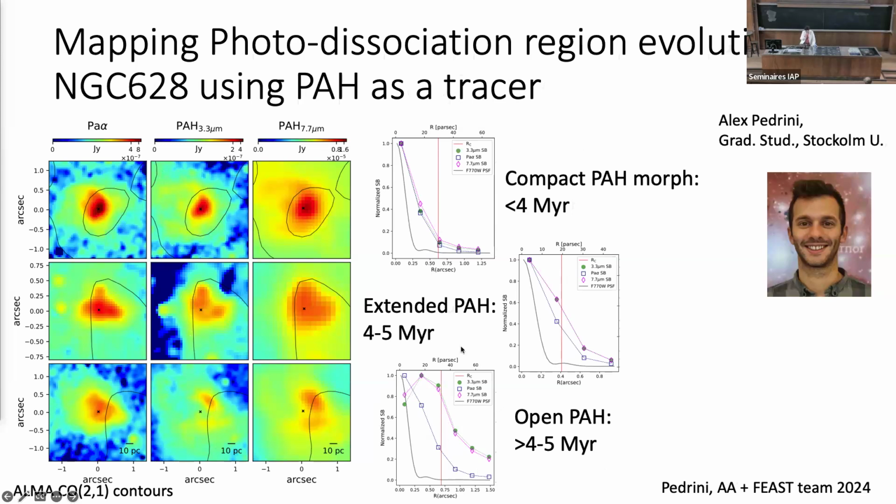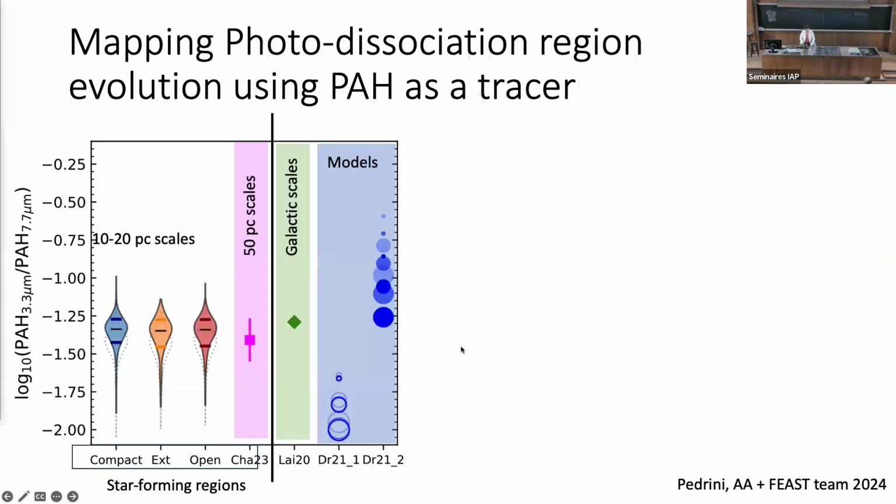So this evolution also coincides with the ratio of PAH, which is suppressed with respect to the model where there is a mixture of neutral and ionized PAH. Here you see the ionized PAH prediction, and these are a mixture. So when we look at a scale of 10 to 20 parsec, we are already seeing what we think is PAH destruction.